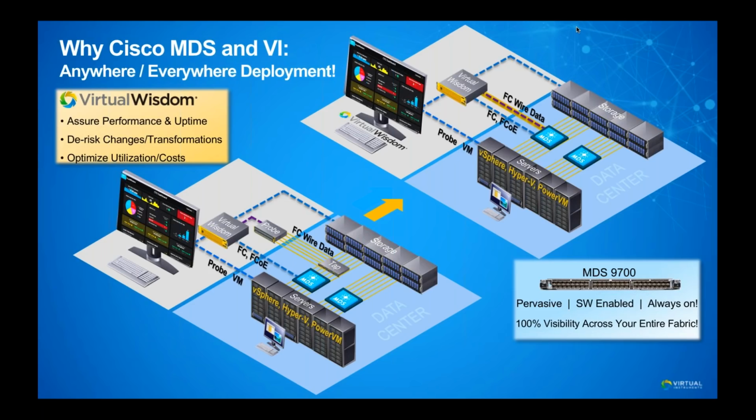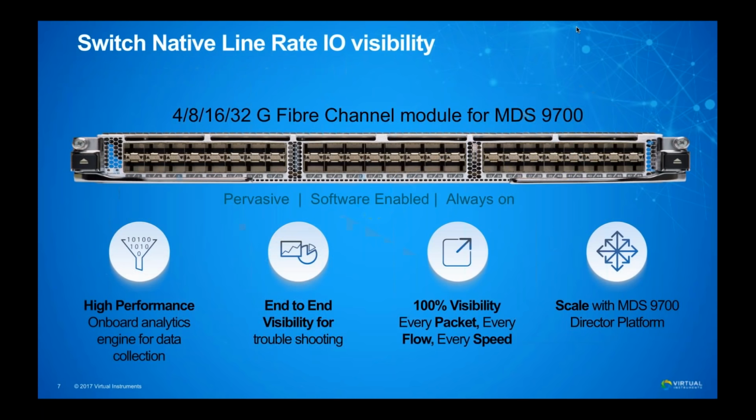They're feeding that directly to the Virtual Wisdom platform that's doing the high capacity data ingest and correlation. This allows you to select where you want to deploy that intelligence. It can make it pervasive, and it's always on. To talk a little bit more about the MDS 9700, I'm going to hand it over to you, Paresh.